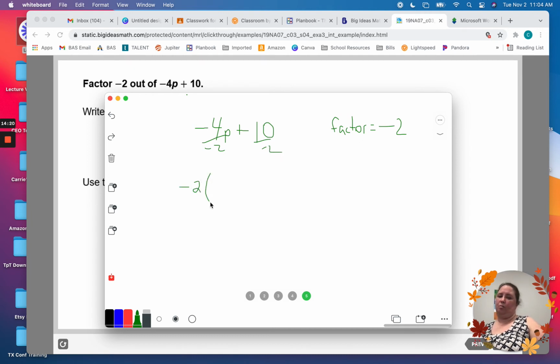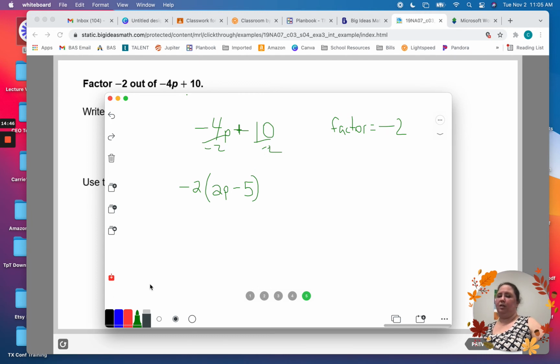I'm undistributing. What is -4 divided by -2? 2. Positive. And then you write the variable that goes with it. What is positive 10 divided by -2? -5. So this becomes a -5. Pay attention to that negative, guys, because this used to be a positive. You see that? But since I divided by a -2, it's changed it.